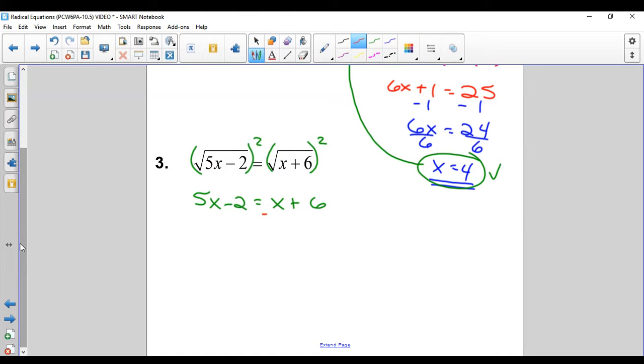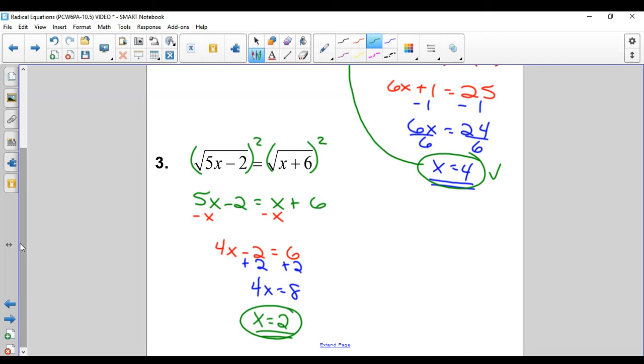Solve the resulting equation. Do it in as many steps as you need. We have 4x minus 2 equals 6. Add 2 to both sides. 4x equals 8. And I hope we see from here that x equals 2. Double check. Just make sure that you don't get negatives underneath the radical when you plug them in. 2 times 5 is 10. 10 minus 2 is 8. We're okay there. 2 plus 6 is 8. Positive 8 at that. We check out. So we're good to go on those first couple of examples there.